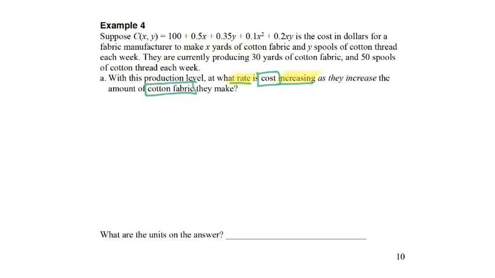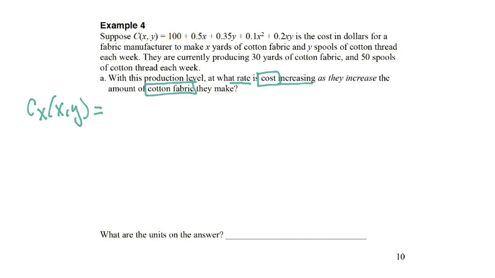We're used to the rate of increase. They're asking about the cost function, which is the only function we have. But the important part for us, it says as they increase cotton fabric, because we can only look at it for one variable at a time. Cotton fabric is for us the x value, so we're taking the partial derivative with respect to x. Really important to focus on, who am I taking the derivative of? Cotton fabric, and up here it says x yards of cotton fabric.